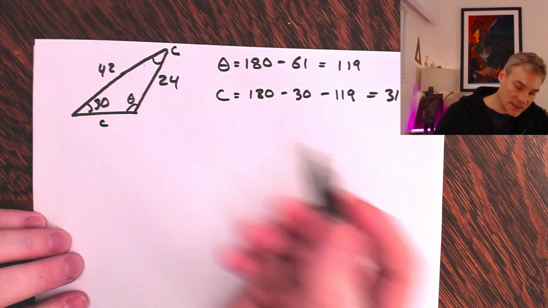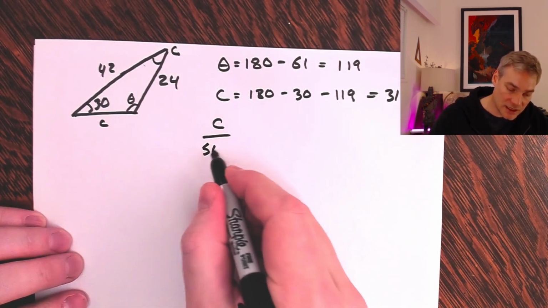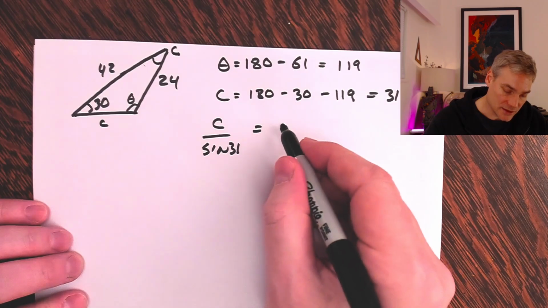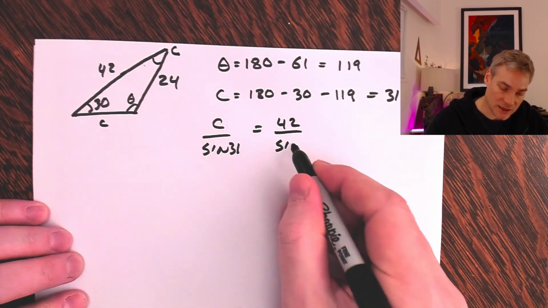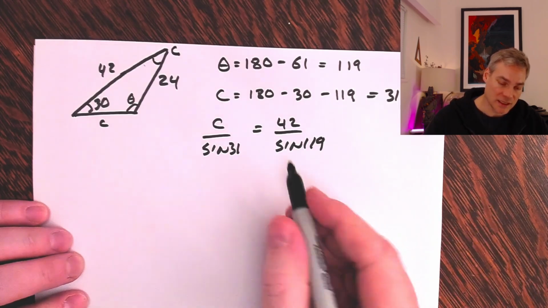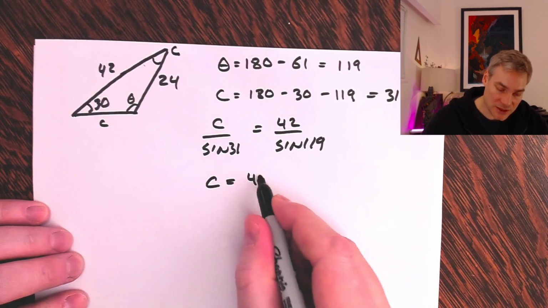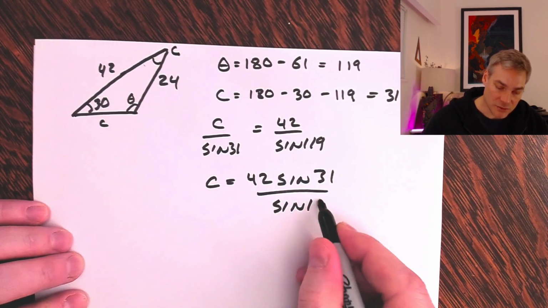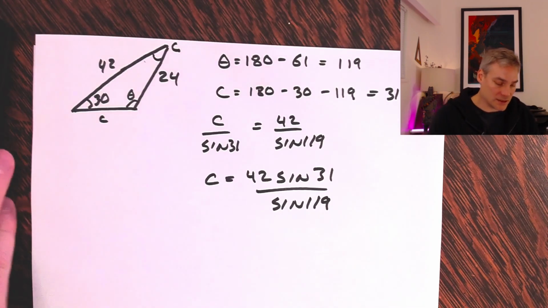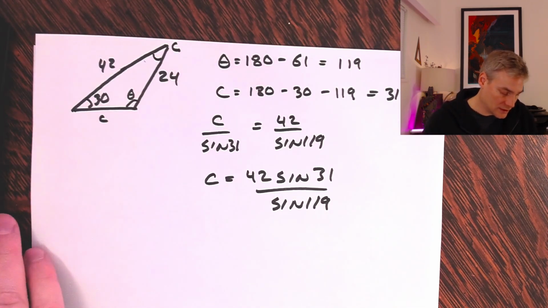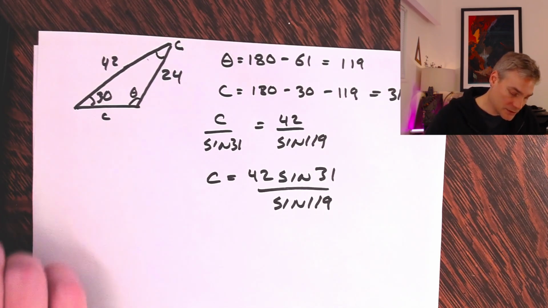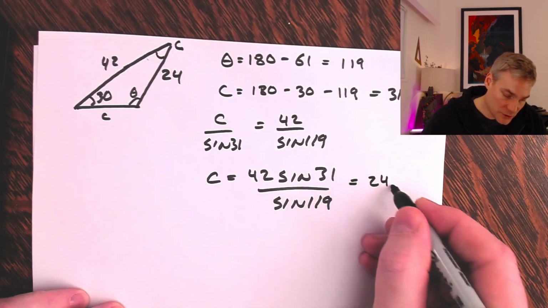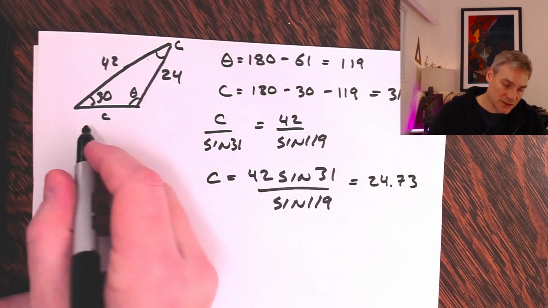So now I want to find side C. So C over sine 31 is then 42 over the sine of 119. Now we solve for C, and we have 42 sine 31 over the sine of 119. Now we put that into a calculator. 42 sine 31 divided by sine 119. And that equals 24.73. So that's our completed triangle.